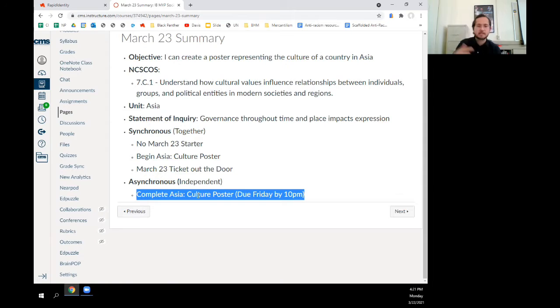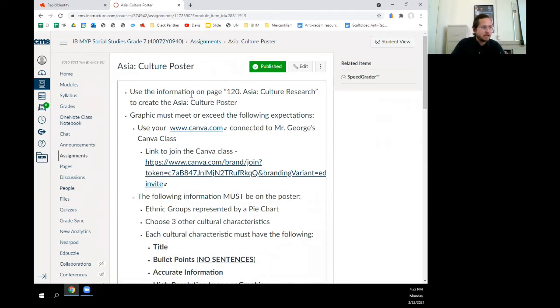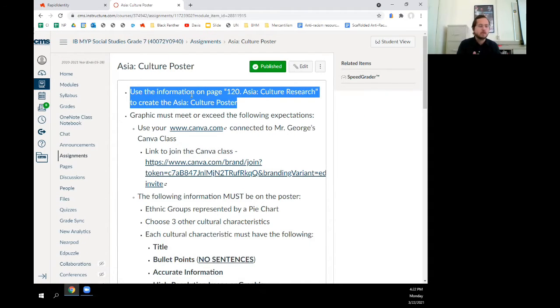Now, we talked about this a little bit yesterday, and I'm going to go over it again because there are some changes I made to the poster. So let's take a look at that now. Here's the page. Okay, again, here's what you're supposed to do. Use your information from page 120. You did all that research yesterday to now create this poster.